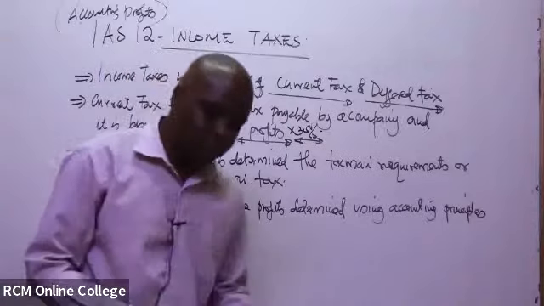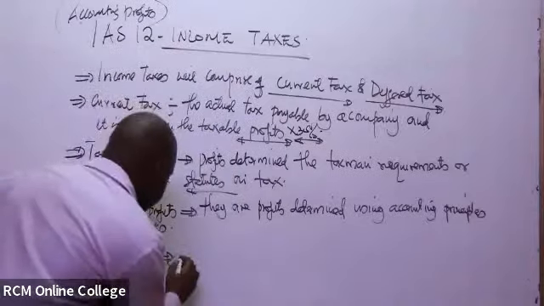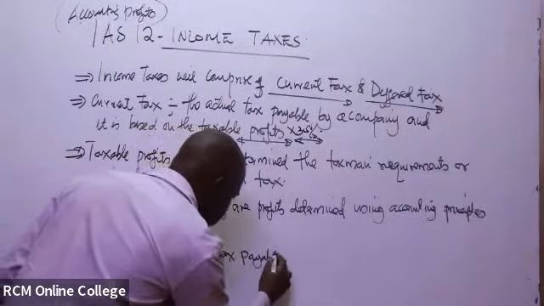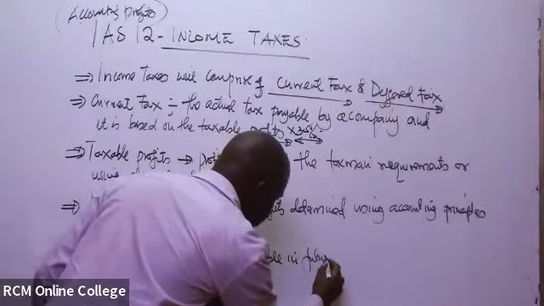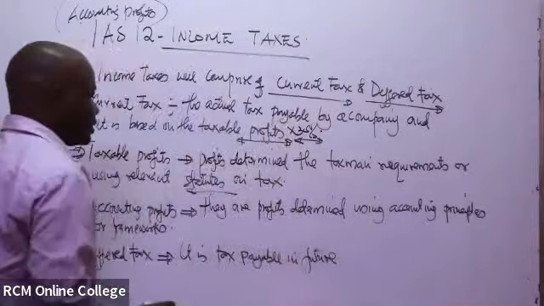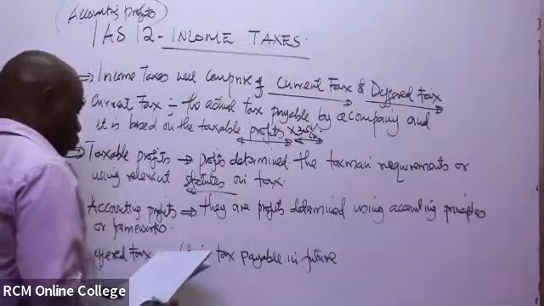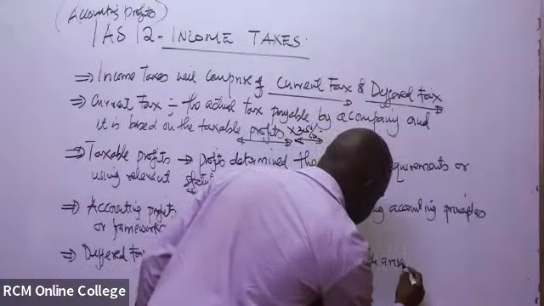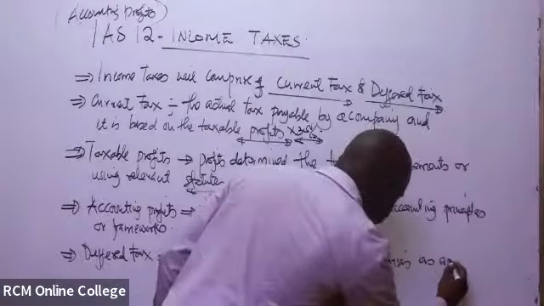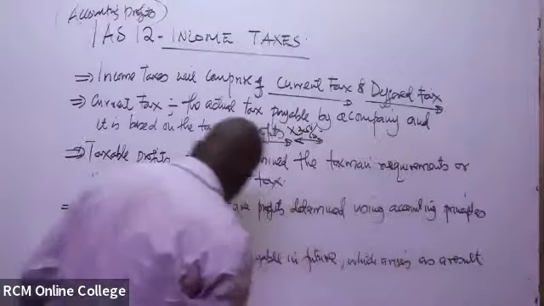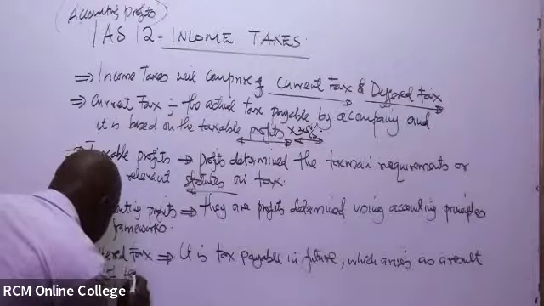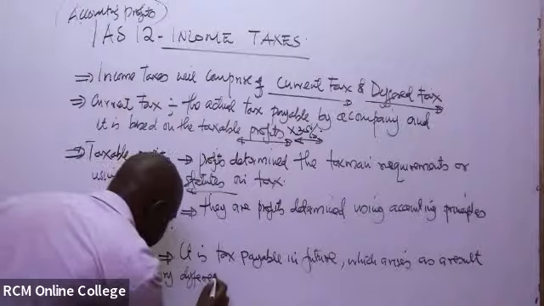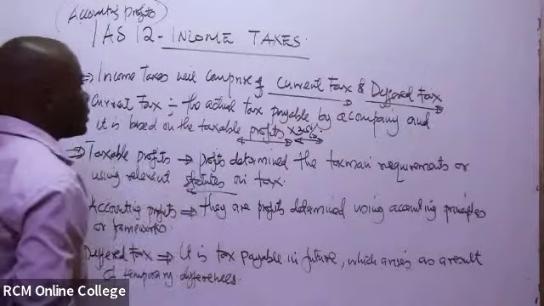It is tax payable in future, which arises as a result of temporary differences. You'll pay it in future. Remember, the current tax you are paying in the current year. Deferred tax is tax payable in future, which arises as a result of temporary differences.